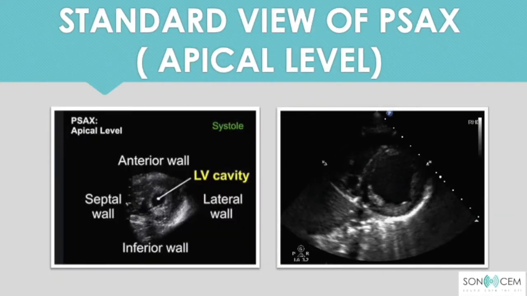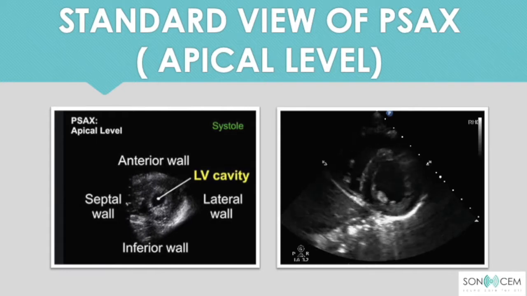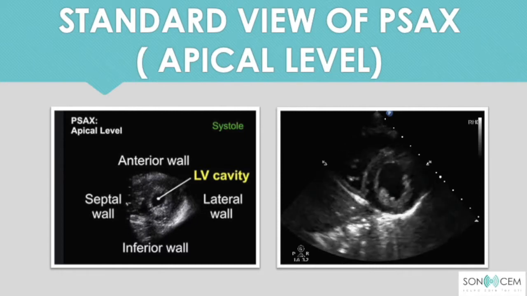Okay, we go for the first level, which is apical level. LV should be round in shape. Sometimes we can see thrombus in this level. This is LV cavity, anterior wall, septal wall. This is septal wall, anterior wall, lateral wall, and inferior wall. This is RV. The LV is round in shape, and this is a pericardium.